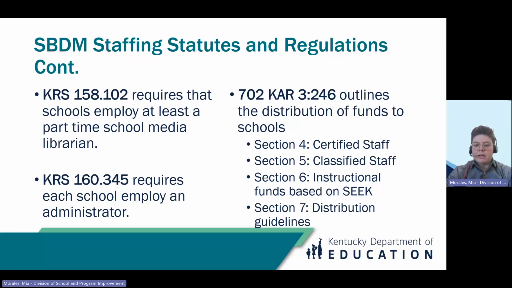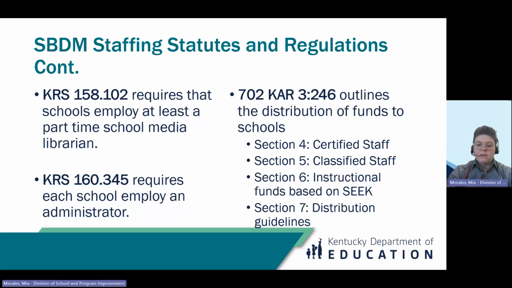Cited on the slide are statutes and regulations that reference particular staffing allocation requirements and guidelines. KRS 158.102 and KRS 160.345 set staff requirements. Under KRS 158.102, each school is required to employ at least a part-time school media librarian. And KRS 160.345 requires that each school have an administrator.